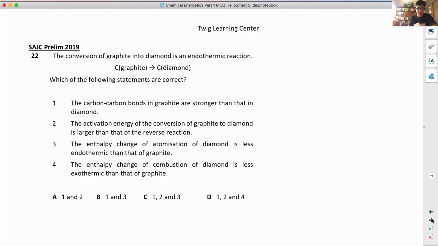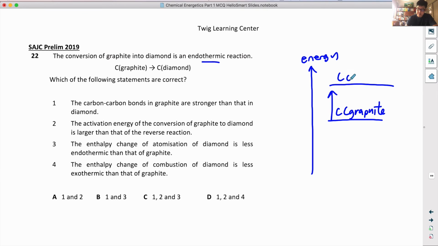Okay, let's look at question 22. This is quite similar to what we did just now. They say graphite to diamond is endothermic. Let me just draw it out one more time. So graphite is here, carbon, graphite. This is diamond, endothermic. Carbon bonds in graphite are stronger. I mentioned before, carbon is sp2 for graphite, and for diamond it is sp3. So sp2 overlapping is actually stronger. Next, the activation energy for conversion of graphite to diamond is larger than for the reverse reaction.